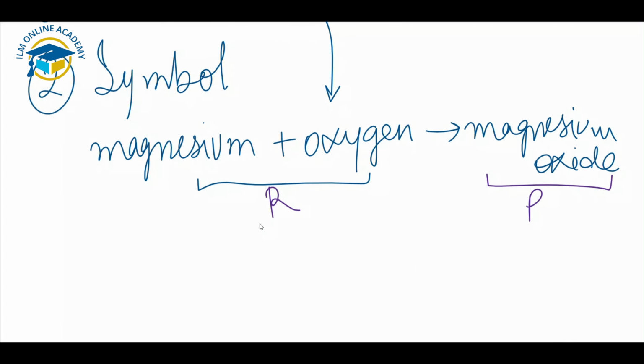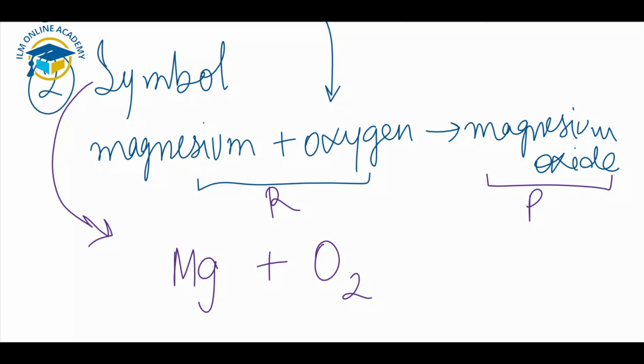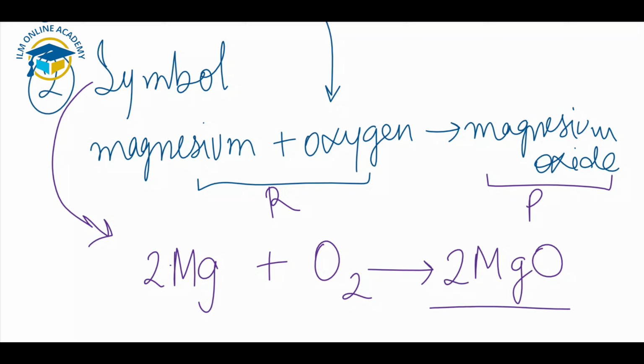Next, I will show you the symbol equation. A symbol equation is written using the symbols of the elements: magnesium plus oxygen react together and form magnesium oxide, MgO. This equation is not balanced, so you can balance it by writing coefficients like this, 2Mg. After that, we also write the coefficient 2 in front of MgO in the products. So this is the symbol equation that can be used for different chemical reactions.